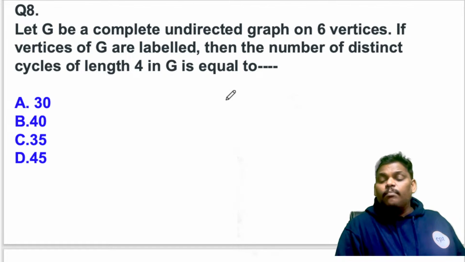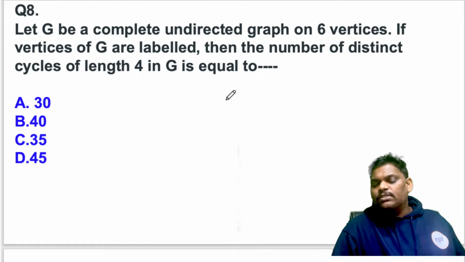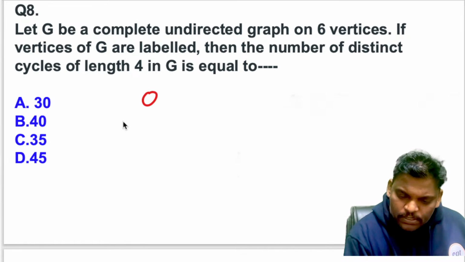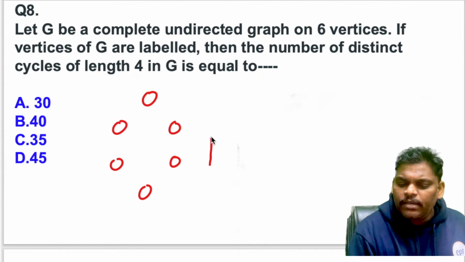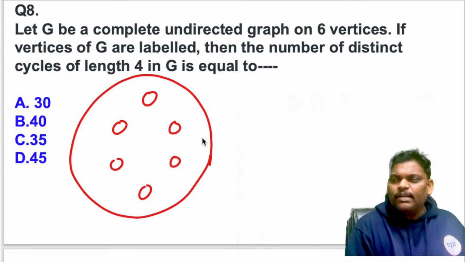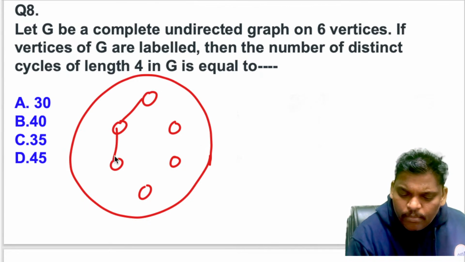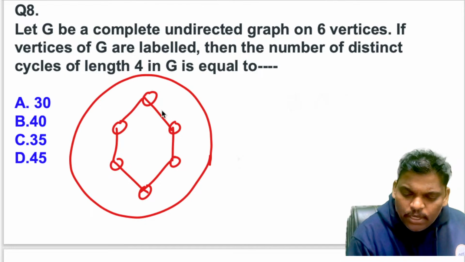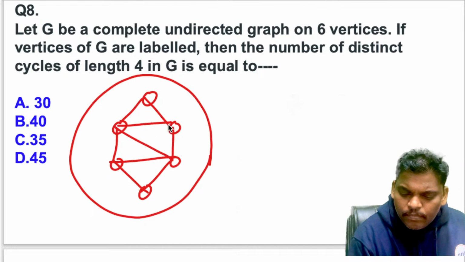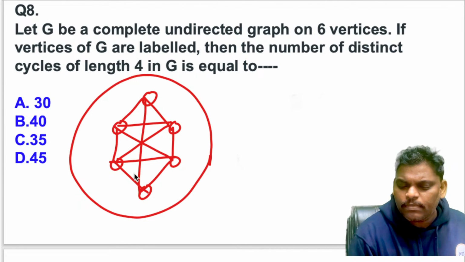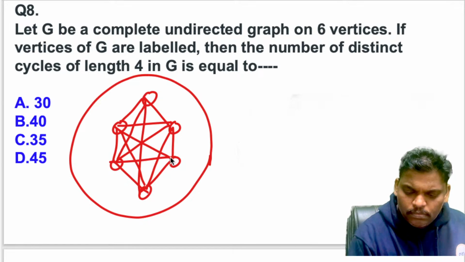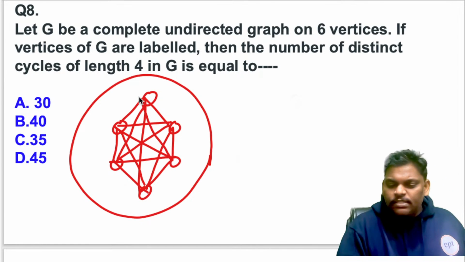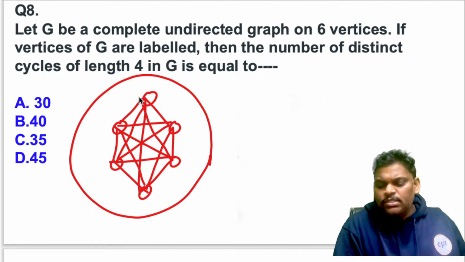It is a complete undirected graph. Remember, it is a 6 vertex undirected graph, and one more thing, a complete graph. Complete means every possible combination is there. See, everyone has degree 5.